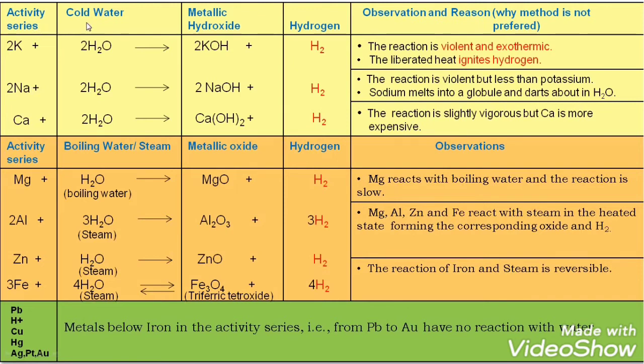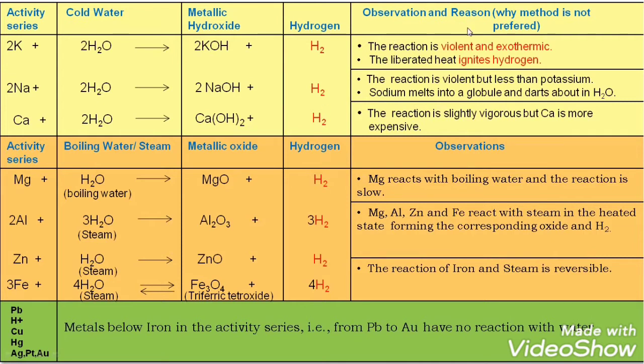K to Ca in the activity series react with cold water itself to form the respective metallic hydroxide, liberating hydrogen. Here we have potassium with cold water forming the respective hydroxide, that is potassium hydroxide, liberating hydrogen. Similarly, sodium reacts with cold water to form sodium hydroxide, liberating hydrogen. Calcium reacts with cold water forming calcium hydroxide, liberating hydrogen.